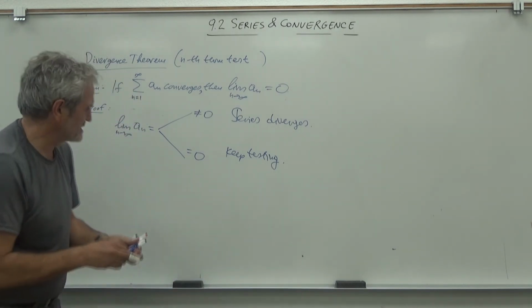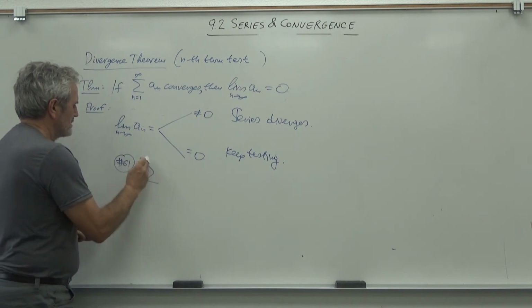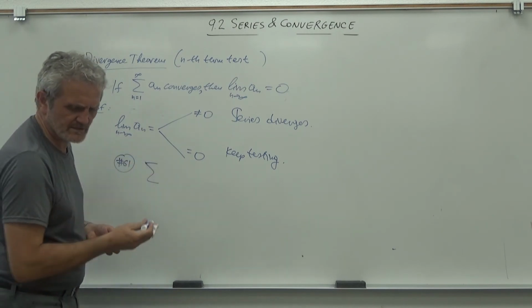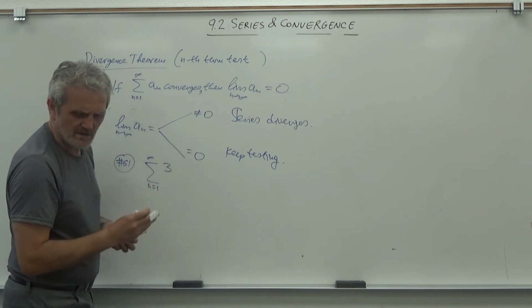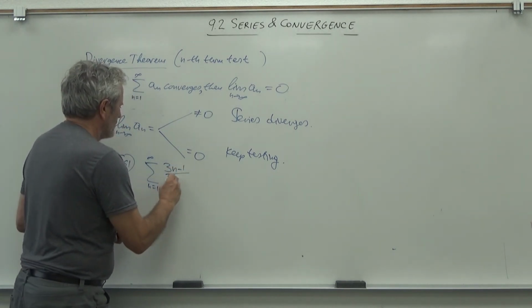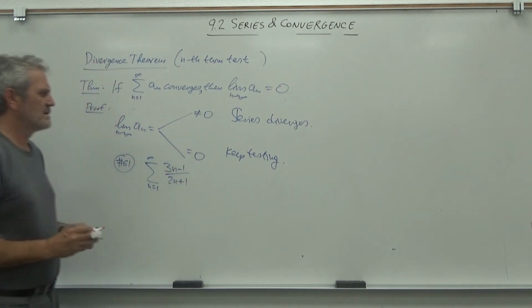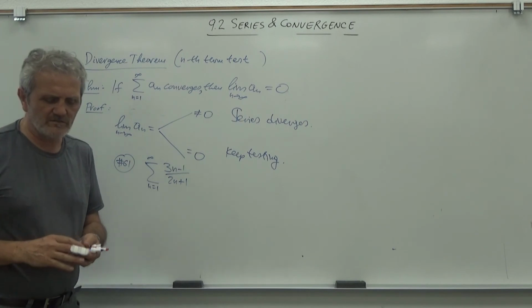Here it is, number 61. Analyze the following series, the sum from 1 to infinity of (3n minus 1) over (2n plus 1). For this series, it's quite obvious that the numbers are too big, this will diverge.